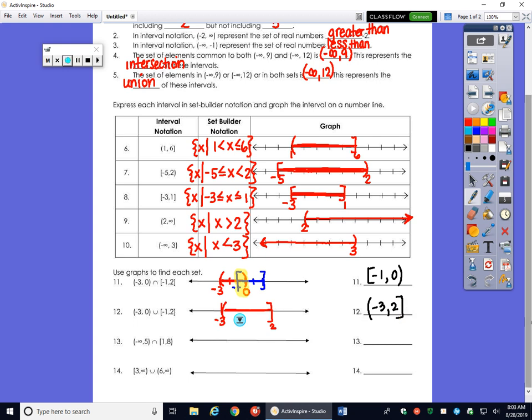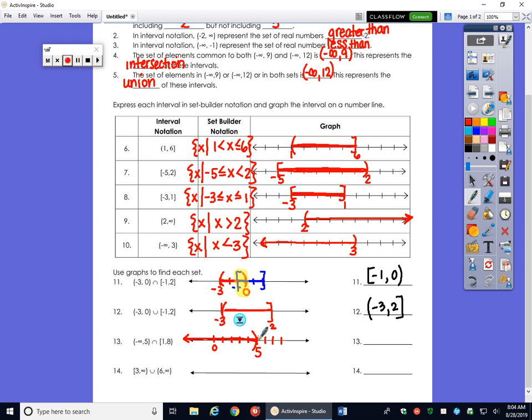Okay, looking at the next one. Again, we want an intersection, so let's graph both of them. First one is coming from negative infinity up to 5. So I'm going to make 0 right here. So here's 5. So negative infinity up to 5 means that it was coming this way. So it's all these numbers.